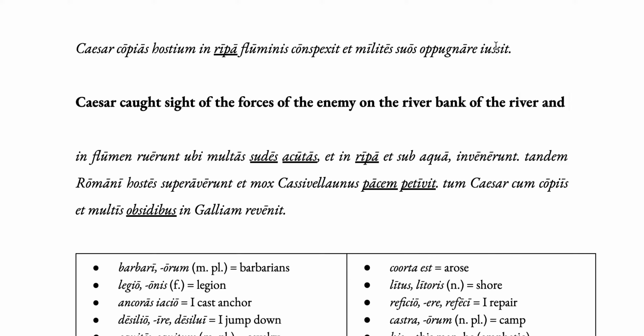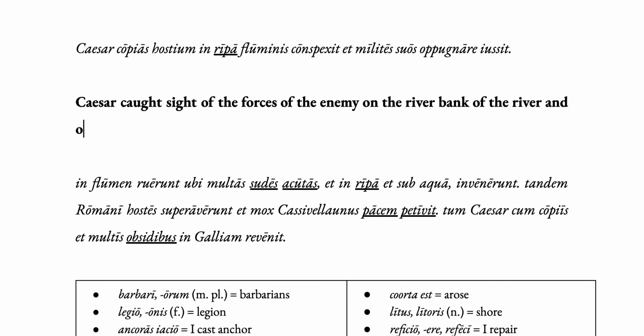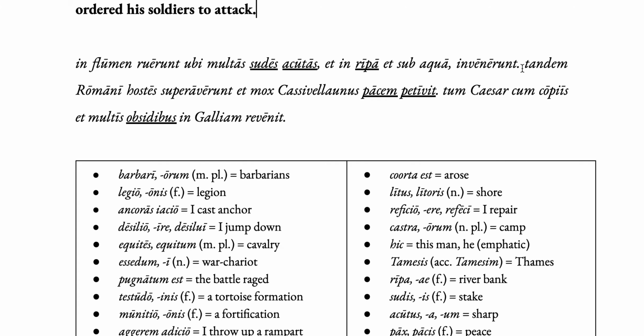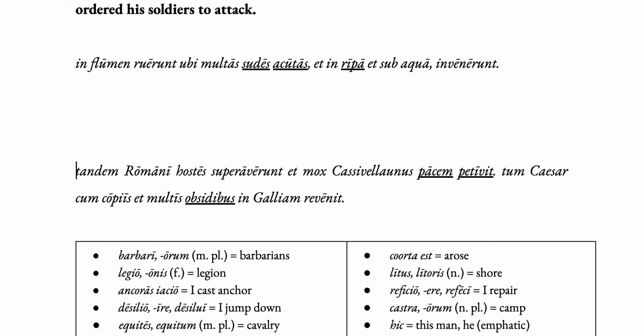And what else did he do? He iussit, that's the perfect tense third person singular from iubere, to order. So he ordered his soldiers, milites suos, oppugnare, to attack. Then, here we are, in flumen ruerunt. Now, ruere is to rush, and this is the third person plural perfect tense. So they rushed, in flumen, in plus accusative, so it means into the river.